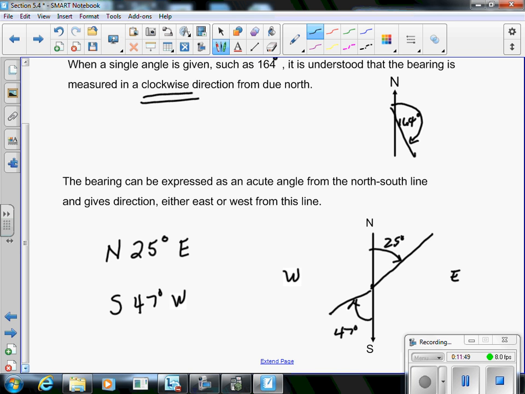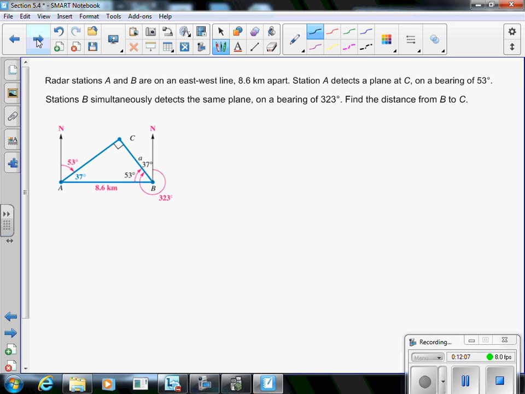It could say north 80 degrees west. It could say south 15 degrees east. And that's going to tell me where I'm beginning and the direction in which I'm rotating in my bearing. That's going to be critical for setting up these particular problems on bearing.